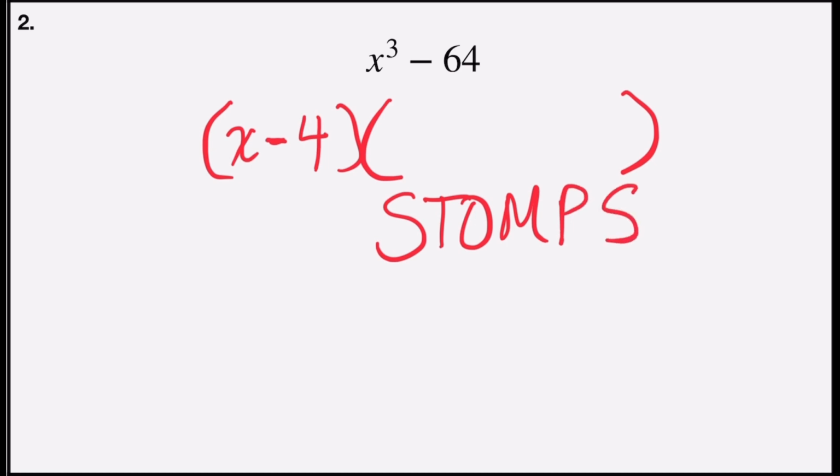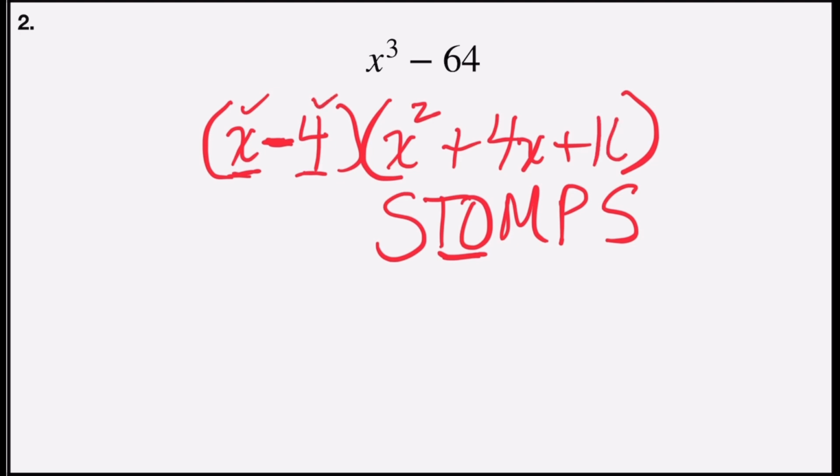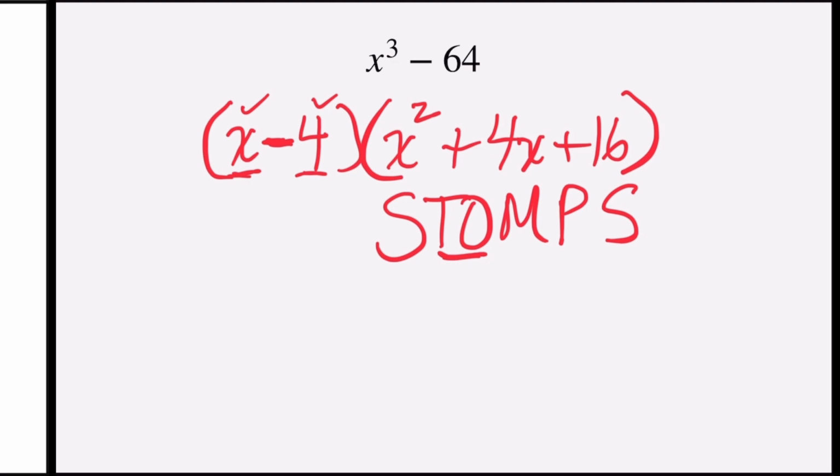S-T-O-M-P-S, STOMPS. So S stands for square. I'm going to square x, the first term, and get x squared. T-O stands for the opposite, so the opposite of minus is plus. The M stands for multiply, so I'm going to multiply x by 4 and get 4x. P stands for positive. That sign symbol right there is always positive. And again, S stands for square, so I'm going to square the 4 and get 16. And so my answer is x minus 4 times x squared plus 4x plus 16.